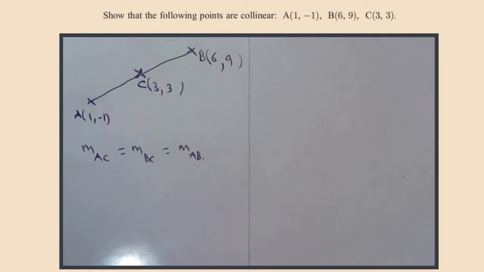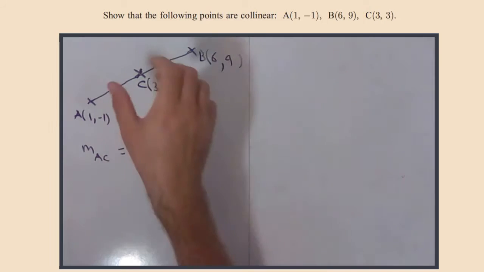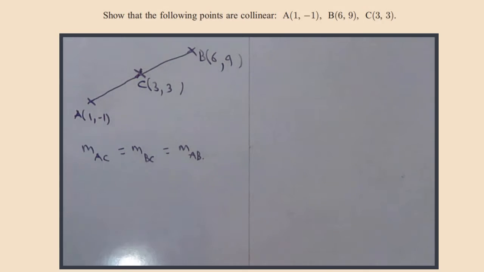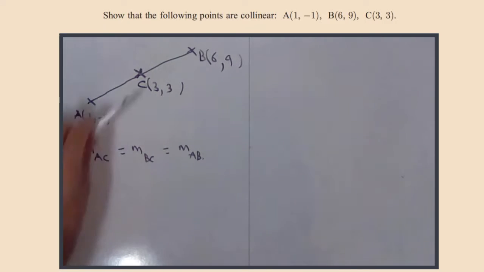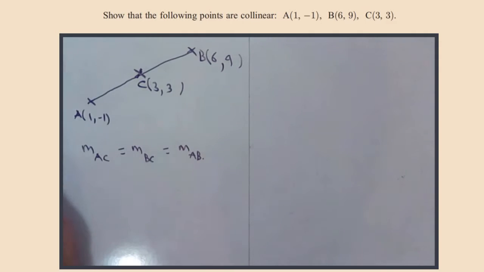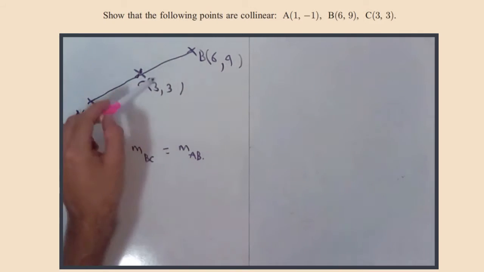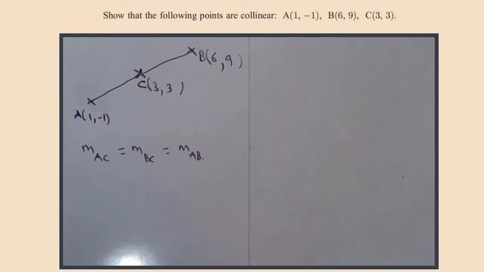So say I took the 2 short lines, if it was MAC and MCB, if they were equal, there's 2 gradients, that means they're parallel, and if they've got a point in common, e.g. point C, because AC goes to C and CB goes to C as well, because they are parallel lines, e.g. same gradient, and they have a point in common, that means they're collinear.